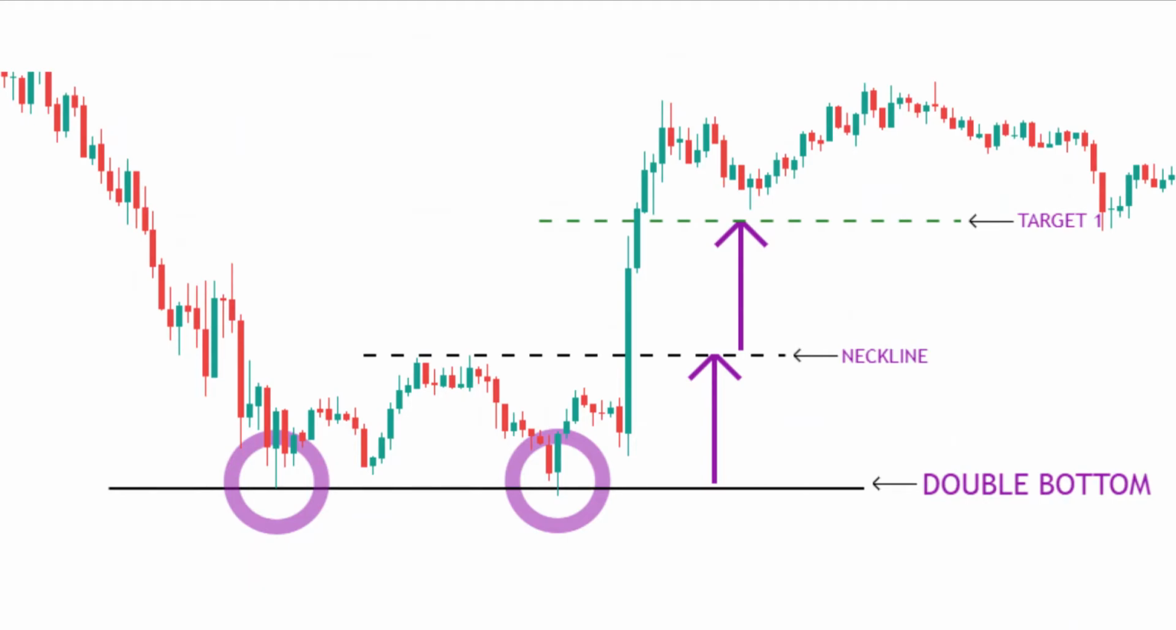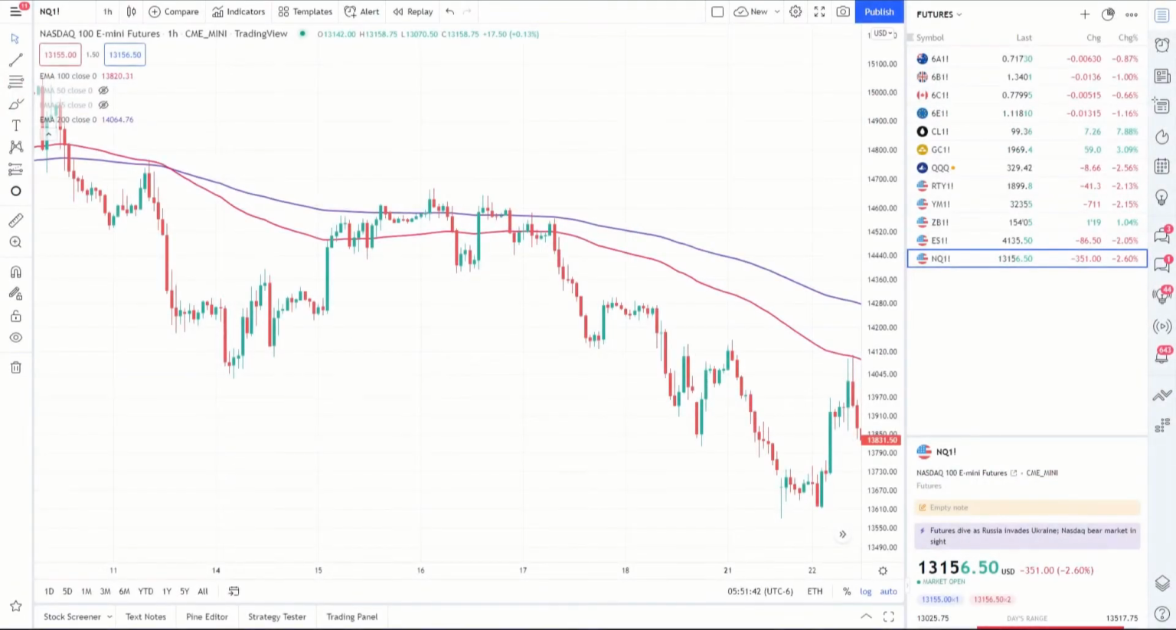A very productive way of taking trades in this zone is to use the level 1, level 2, or level 3 entry.